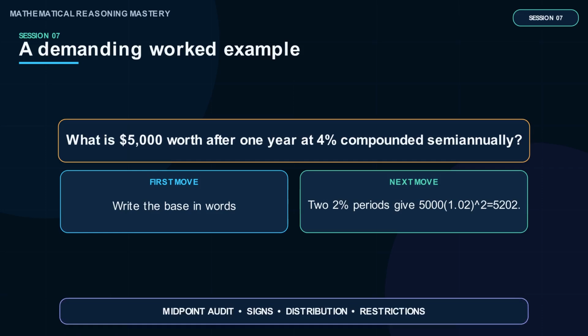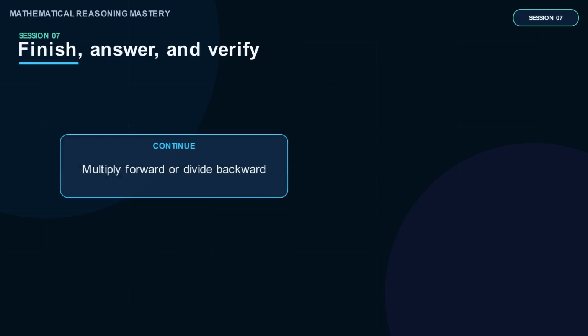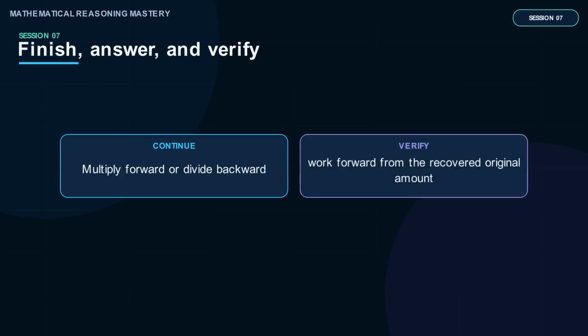Pause for a midpoint audit. Check copied values, signs, units, restrictions, and whether the current result is the requested quantity or only an intermediate value. Continue by applying this control. Multiply forward or divide backward. The explanation supports one option without relying on its position. The mathematical conclusion is 5,202. State it with any required units, interval notation, or restrictions.